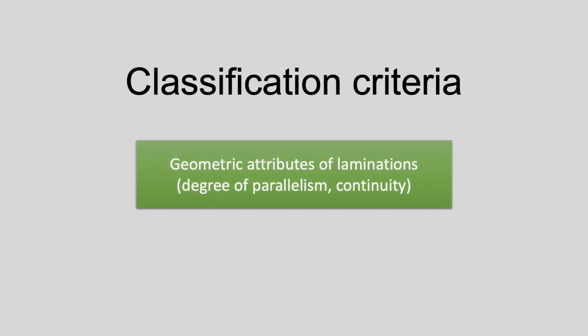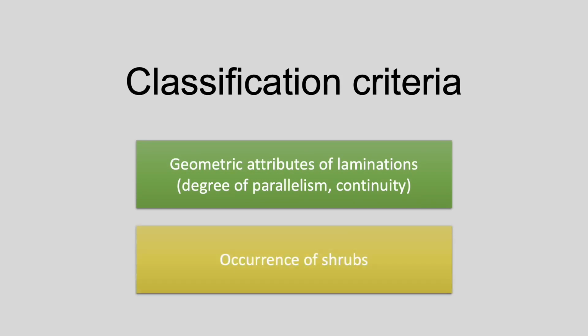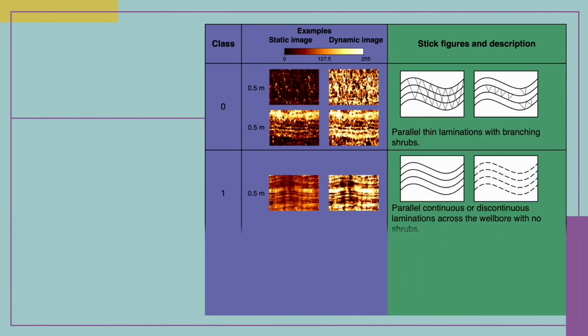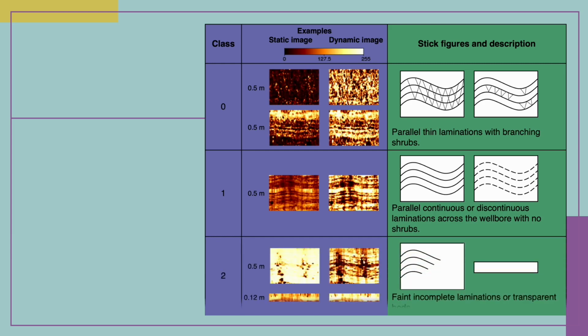We defined 5 mutually exclusive species for carbonate reservoirs based on two criteria. They are the geometric attributes of laminations, namely the degree of parallelism and continuity, and the occurrence of shrubs. As shown here, species 0 is parallel thin laminations with branching shrubs. Species 1 is parallel continuous or discontinuous laminations across the borehole without shrubs. Species 2 is faint incomplete laminations or transparent beds.